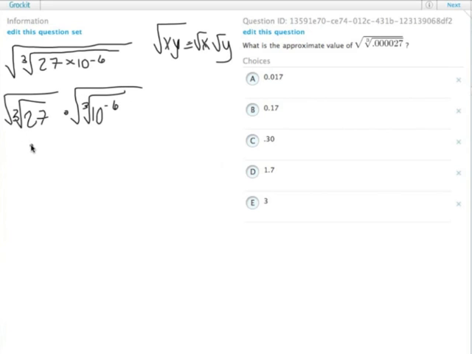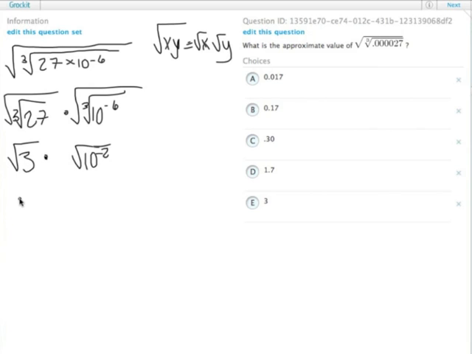So of course the cube root of 27 is 3. The square root of that is the square root of 3. And when you're doing exponents like this, remember when you raise powers to powers, the cube root of something is the same as something to the 1/3 power. 10 to the negative 6 to the 1/3 power ends up being 10 to the negative 2 power. So this is now the square root of 10 to the negative 2.